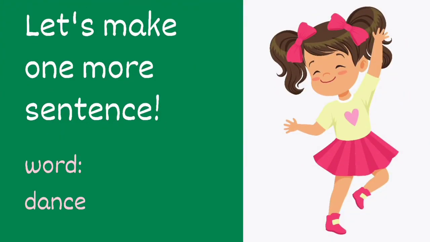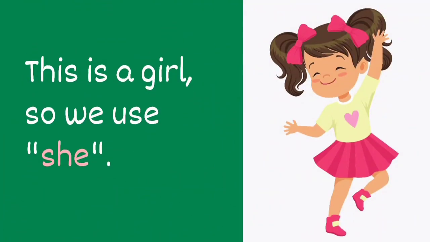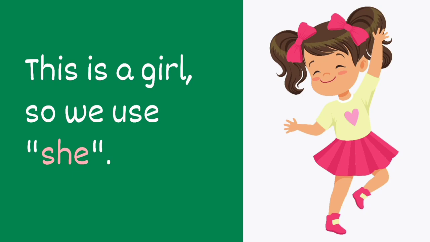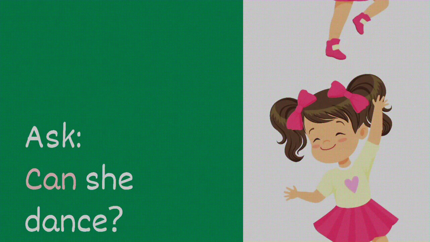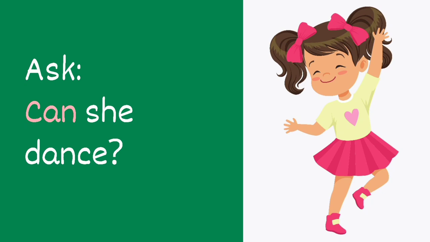All right, let's make one more sentence. The word is dance. So, look at the picture. It is a girl. So, we use she. She is for girl. When you want to ask a question, we say, can she dance?